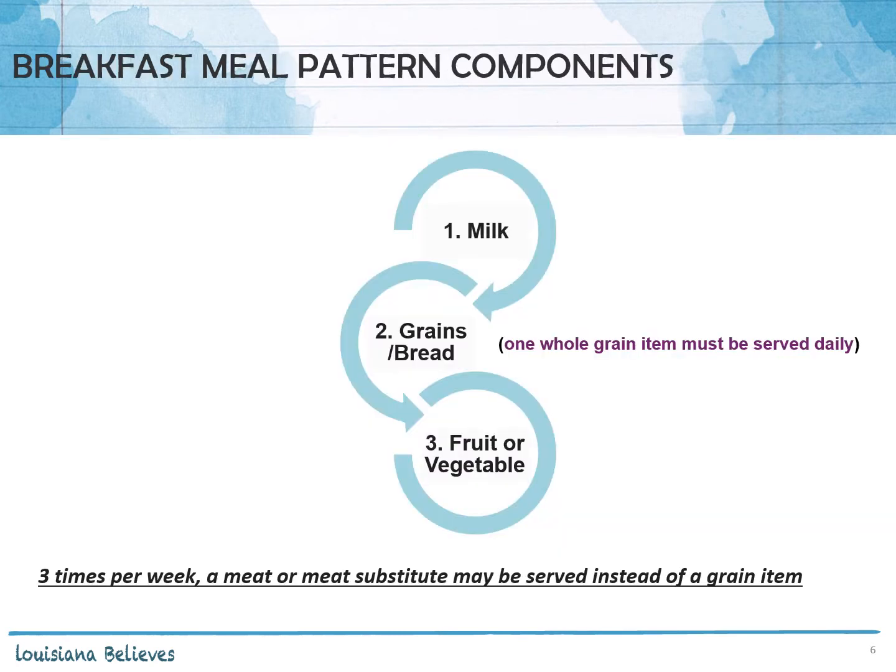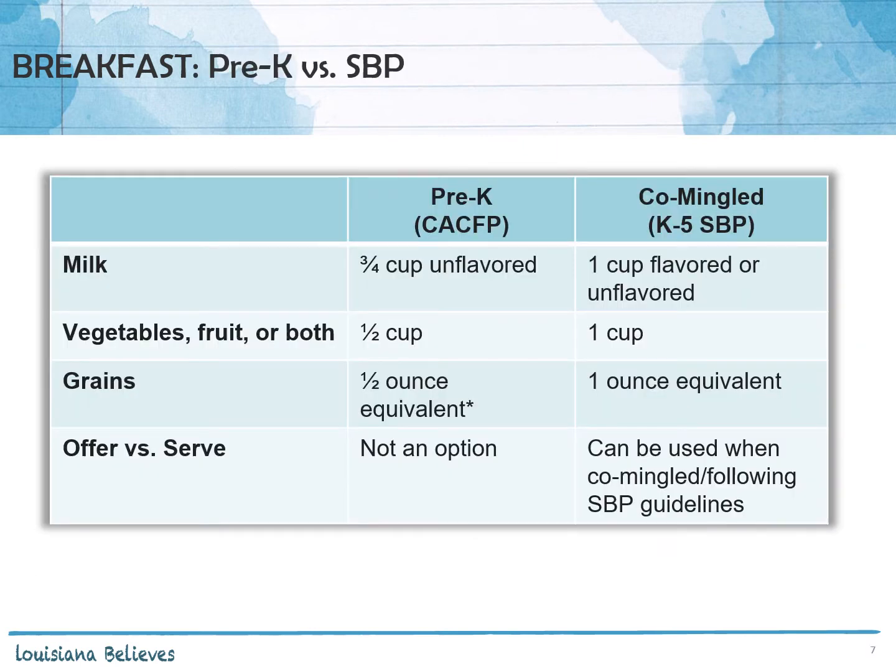The preschool breakfast meal pattern consists of 3 food components that must be provided as part of a reimbursable breakfast: milk, fruit and/or vegetable, and bread grain. These required components match the school breakfast program. This chart compares the preschool breakfast meal pattern with the school breakfast program meal pattern for grades K through 5. As you can see, the serving sizes for the preschool breakfast meal pattern are smaller than the school breakfast program, and offer versus serve is not an option.